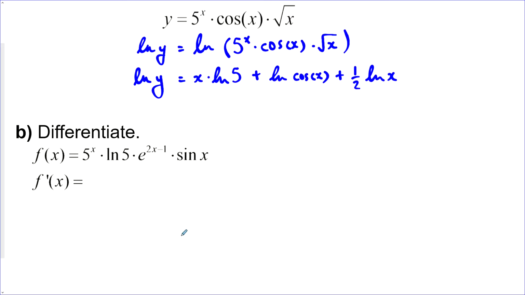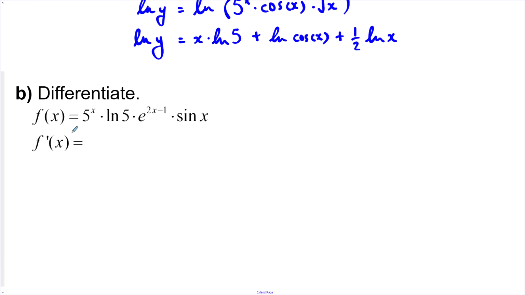Now we want to differentiate this equation here, and it's got 4 terms, so we'll use the product rule here. So the derivative of 5 to the power of x is just 5 to the power of x times the natural log of the base, which is 5. And then times the other 3 terms, don't change them, just rewrite them here. Plus, now the natural log of 5 is a constant, so we don't need to take the derivative of that and write it here. We'll just move on to the next one.